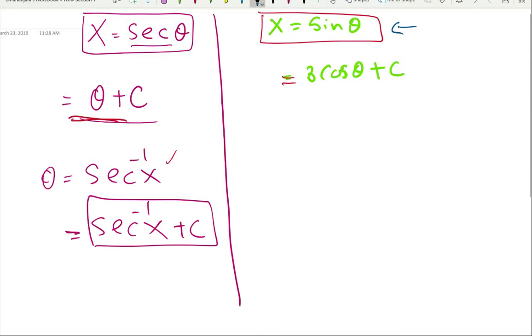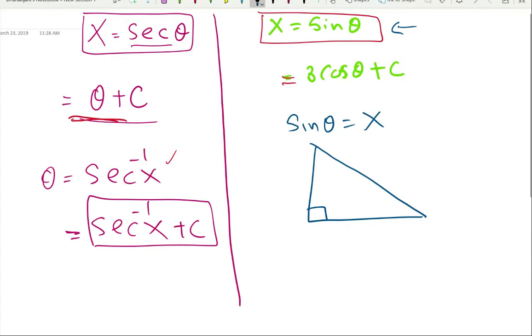Now read the substitution. So here let's read it as sine theta is equal to x. Now draw a right angle triangle, and pick any angle you like and name it theta. Now, what does sine theta mean? What is the definition of sine theta? It is the opposite side over hypotenuse, right? So cat over, if you can remember. Sine: opposite side over hypotenuse. So here's the opposite side, here's the hypotenuse.